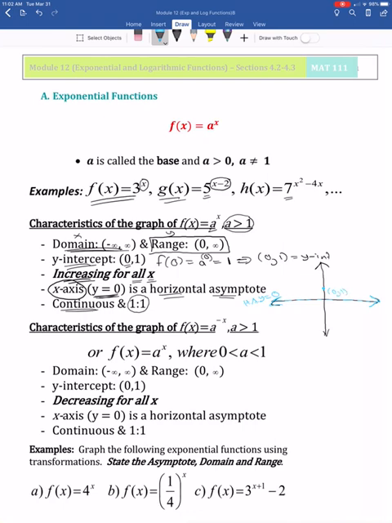Now with this horizontal asymptote, it will never touch it. We said the range will be all values greater than 0, never equal to 0. So again, it will get closer and closer to 0, but never touch it. But if it's going to be increasing for all x, this is coming from negative infinity, it's going to be coming from the x-axis, the horizontal asymptote. Always rising, always going up and increasing in value. So here's our exponential model. So here's f of x equal to a to the x power, where a is greater than 1.